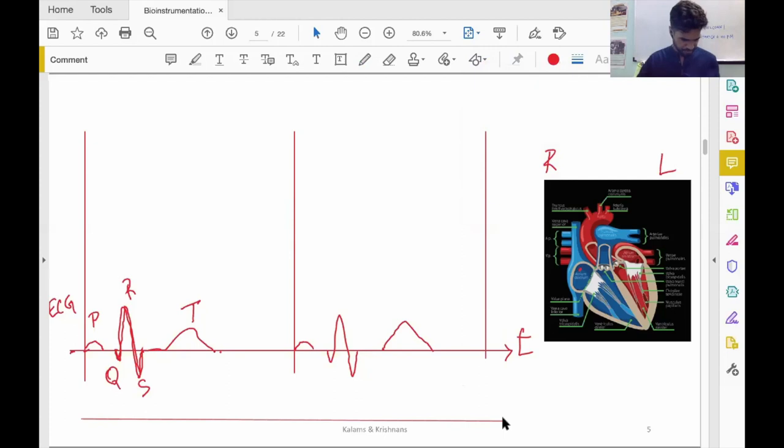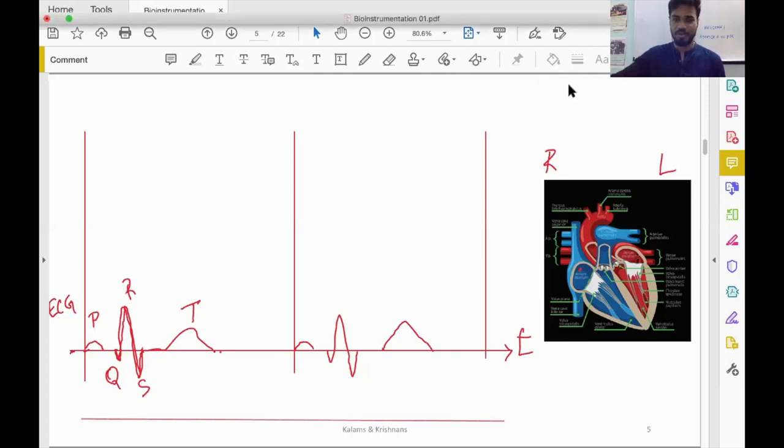So, we have a lub dub in a heartbeat, right? What is this lub? What is this dub? Can someone say that? Sir, closing of the atrioventricular valve. Atrioventricular valve. Hold on. And the pulmonary. I don't think we have an atrioventricular valve. So, closure of the semilunar valves.